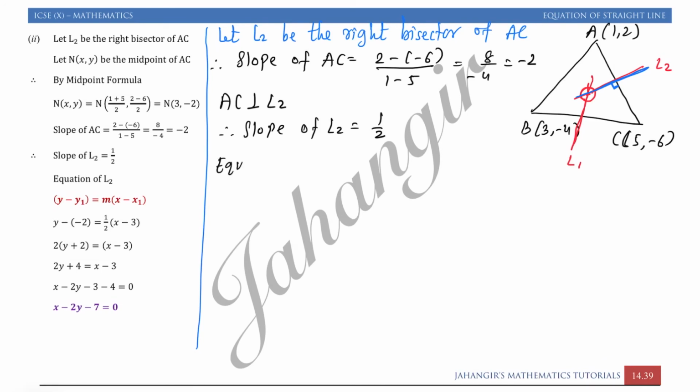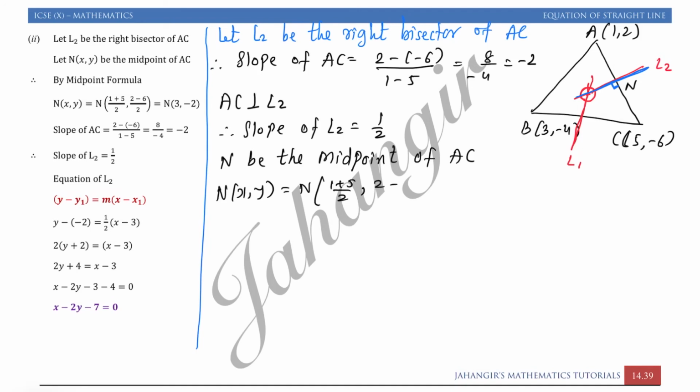Now the equation of L2. We don't have a passing point, so first we will find the passing point, which will be the midpoint of AC. So let us find that. Now let's say N be the midpoint of AC. So therefore N(x, y) is equal to 1 plus 5 upon 2 comma 2 minus 6 upon 2, that is N is 6 by 2 is 3, minus 4 by 2 is minus 2.